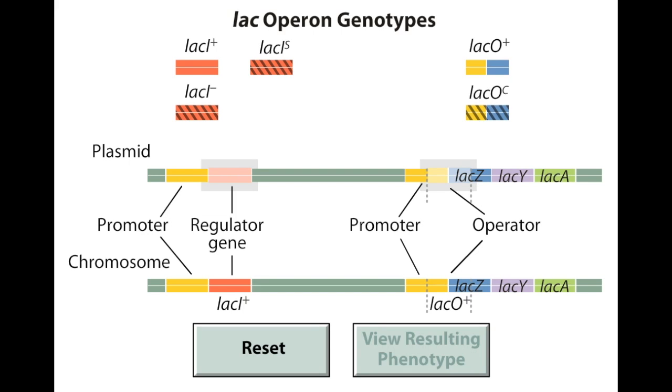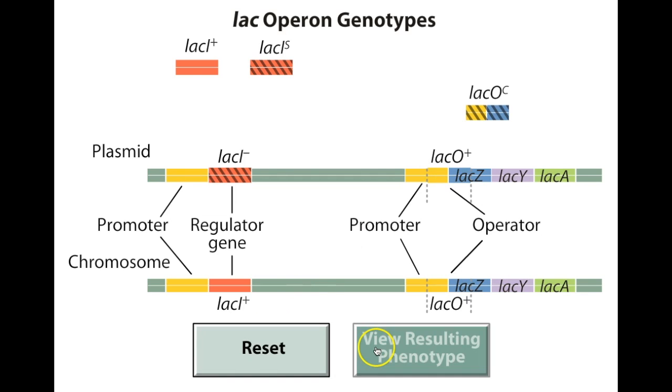The plasmid contains the promoter and regulator gene, as well as the promoter and the operator, and the lac operon. So let's change what the plasmid contains. What if the plasmid has no regulator gene, or a non-functional version of the regulator gene, and it has a normal version of the promoter and operator region? Let's view.